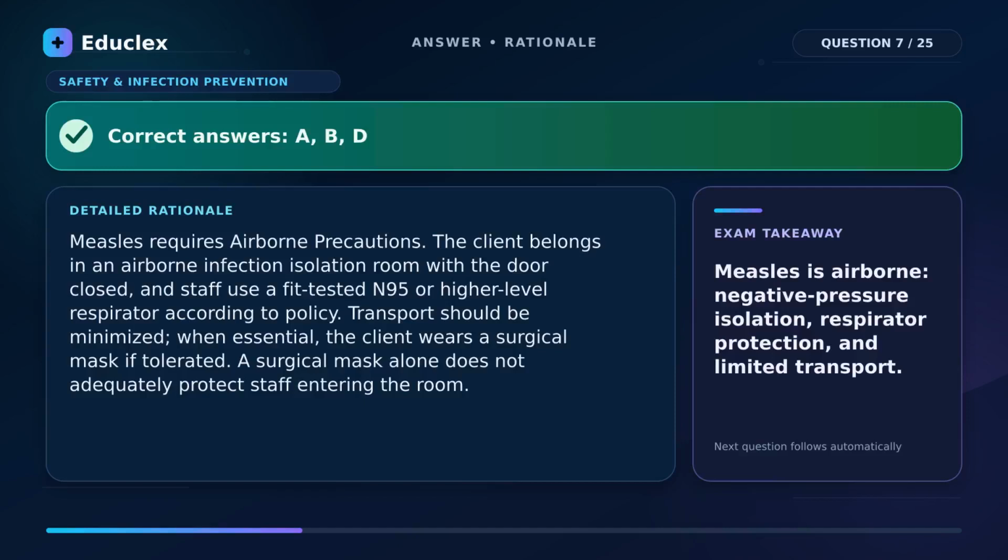Exam takeaway. Measles is airborne. Negative pressure isolation, respirator protection, and limited transport.